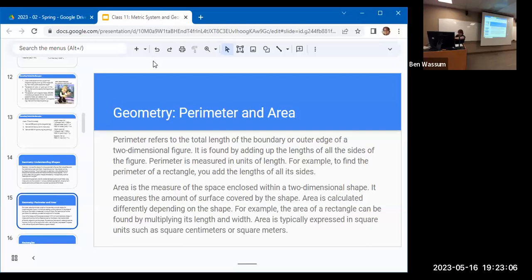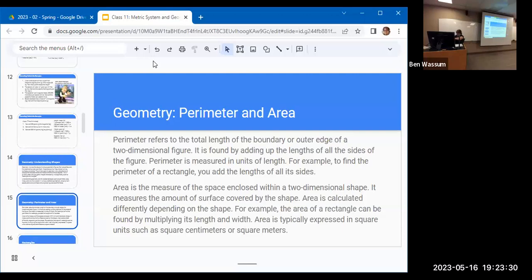Perimeter refers to the total length of the boundary or outer edge of a two-dimensional figure. It's found by adding up the lengths of all the sides of the figure. So perimeter is measured in units of length. And as an example, to find the perimeter of a rectangle, you add the lengths of all its sides. Pretty basic.